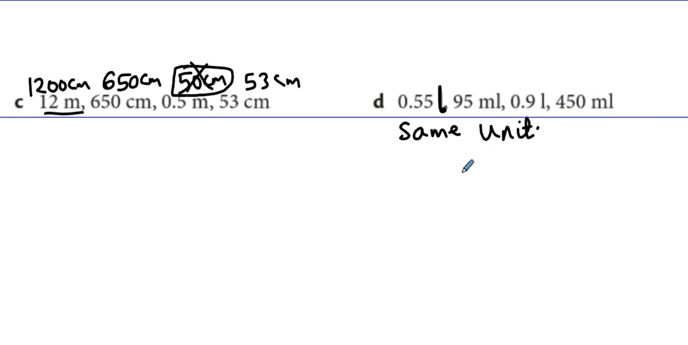So now how do we do that? We have to convert liters into milliliters. Now how do we do that? We use the conversion factor, which says in 1 liter we have 1000 milliliters. So I should know that conversion factor.